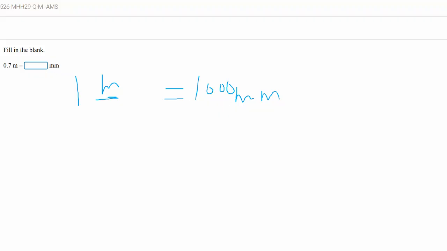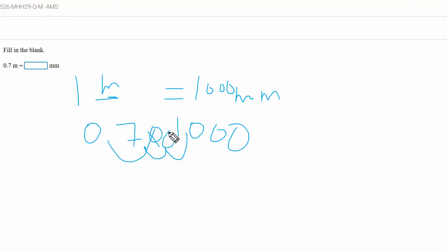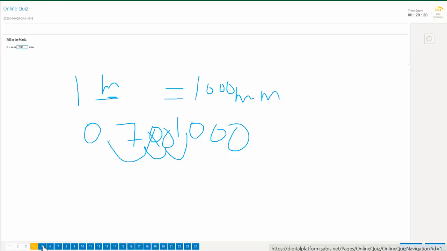And what will you do when you're going from a larger unit to a smaller unit? You'll multiply. So 0.7 times 1000, let me just show it to you, gives me 1, 2, 3 zeros, so 700. There you go, 700 millimeters. Let's go to the next one.